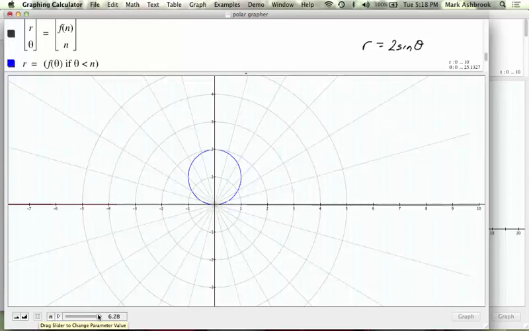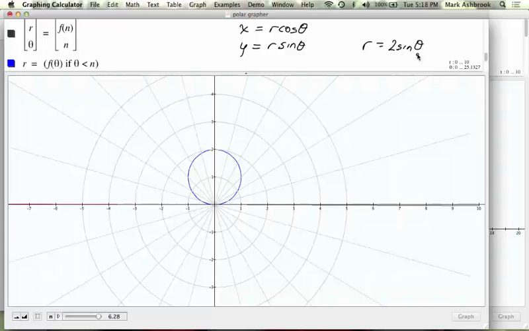Okay, so let's prove that it's a circle. How can we prove that it's a circle? We can use our relationships. Can we change this into x and y coordinates and show that it's the exact circle we're looking at? How can we do that? What are our relationships that get us x and y from r and theta? x equals r cosine theta, and y equals? So let's do the math and show that we get that circle.